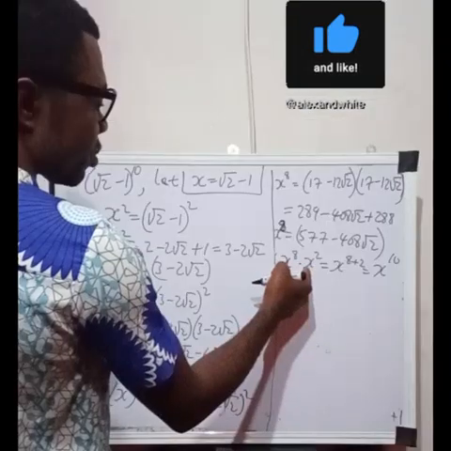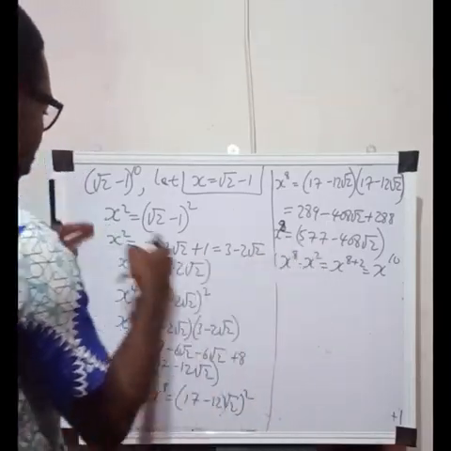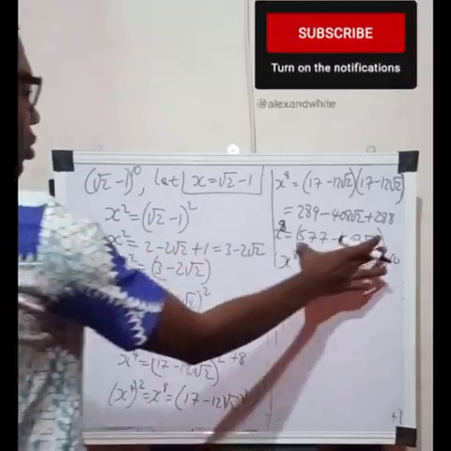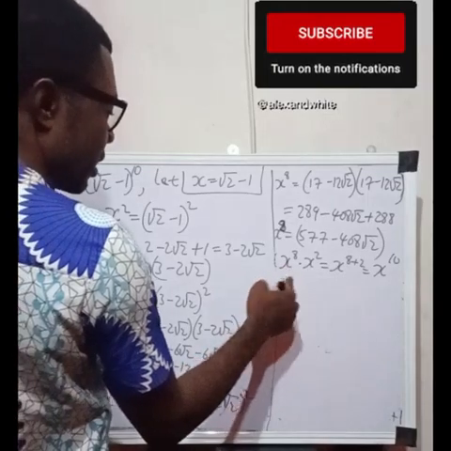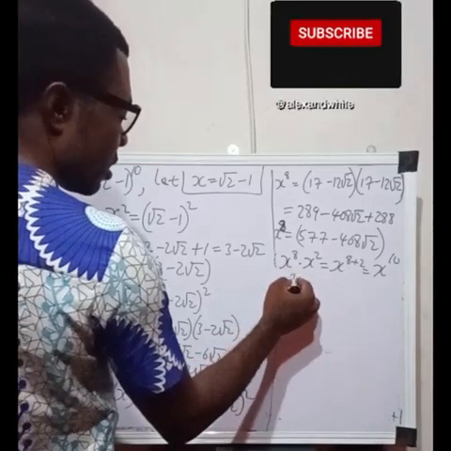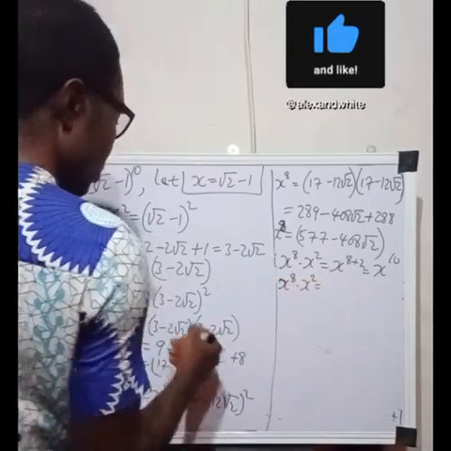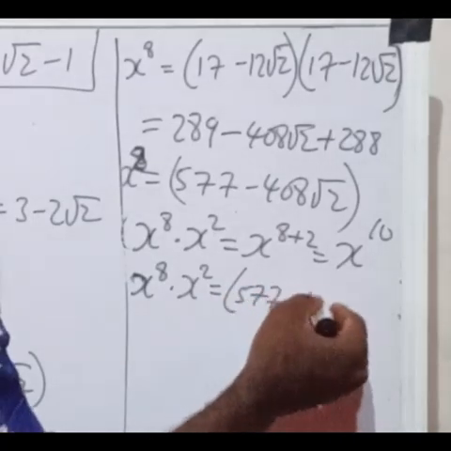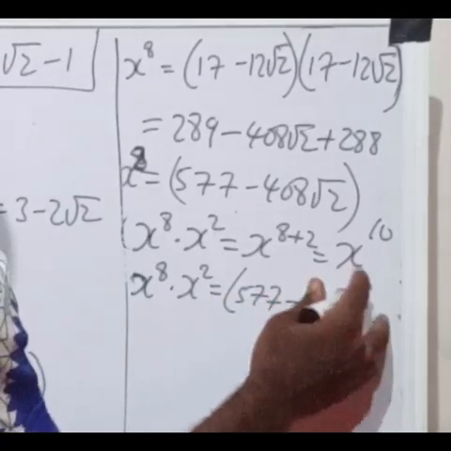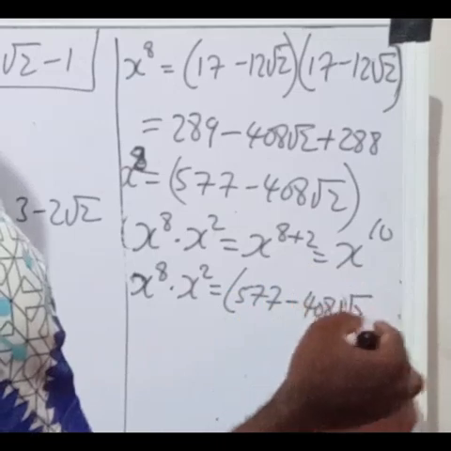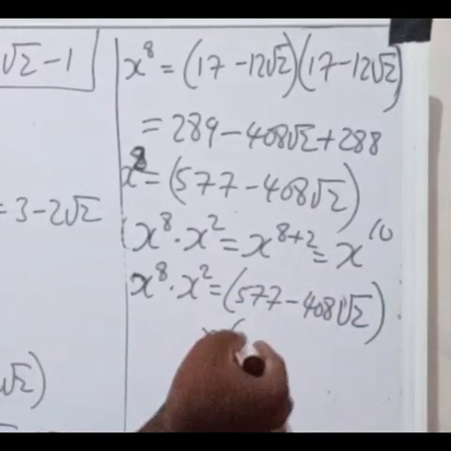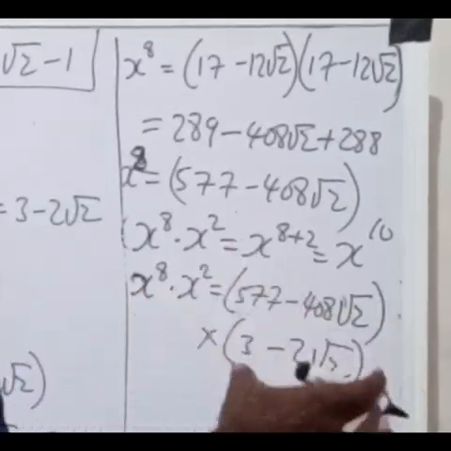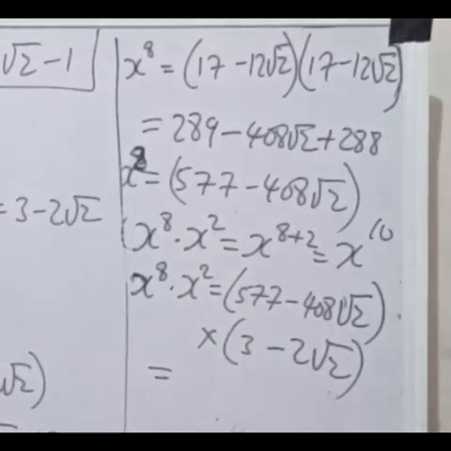So if we've gotten x raised to the power 8, and we know x raised to the power 2 from the onset, as this is x raised to the power 2, and this is x raised to the power 8. So x raised to the power 8 times x raised to the power 2 will be equal to this times this. So we bring the two brackets, 577 minus 408 root 2 times 3 minus 2 root 2. So this is x raised to the power 8 and this is x raised to the power 2. So we expand this too.